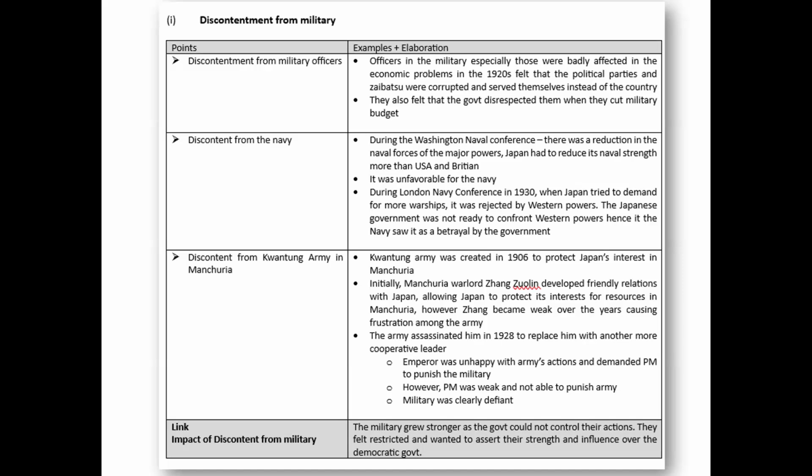The other thing was, after Japan won the Russo-Japanese War, Manchuria was sort of given to Japan, right? And in 1906, the Kwangtung Japanese Army was created. Initially, the Manchurian warlord had a very good relationship with them because they worked closely, but it worsened, causing a lot of frustration among the army, and the army assassinated him. The emperor was unhappy and wanted the prime minister to punish the Japanese military, but the prime minister was weak. You could see from this action that the military was clearly defiant and very independent, and no one at that time could stop the military. They seemed to have their own influence and run by themselves.